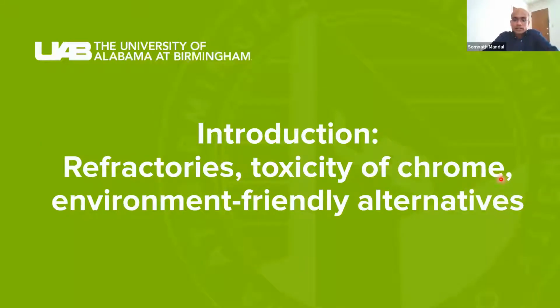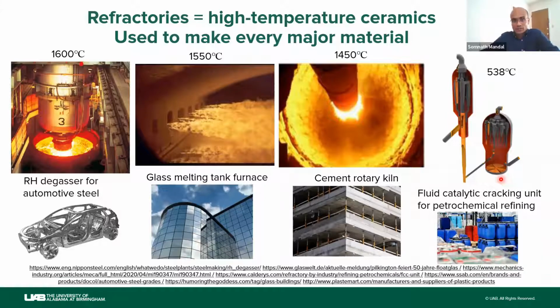So, introduction. Refractories are high temperature ceramics, and these are used to make every major material. I'm studying materials engineering here, and materials engineering has metals, polymers, and ceramics. What you see here is an RHD gasser, which is used to make automobile grade steel. It has a vacuum chamber. It reduces the hydrogen and oxygen, all the gases, as well as the carbon content by oxygen blowing. In this RHD gasser, we use magnesia chrome refractories.